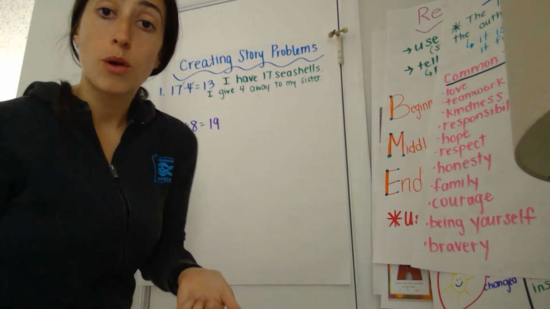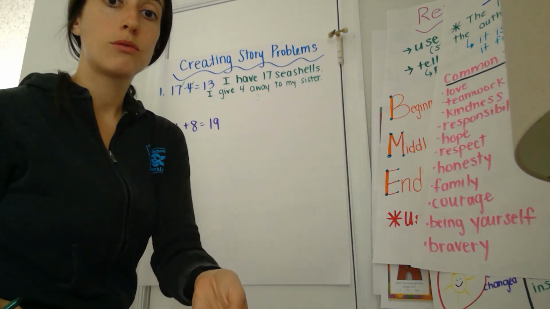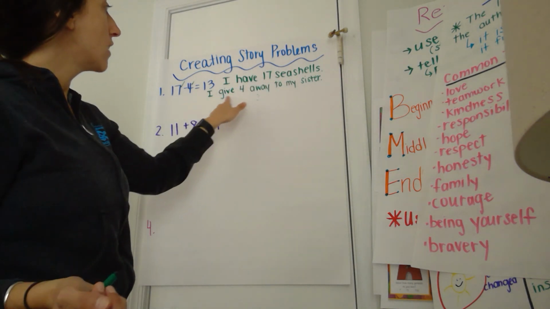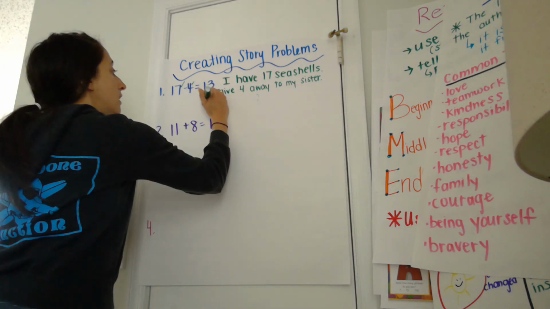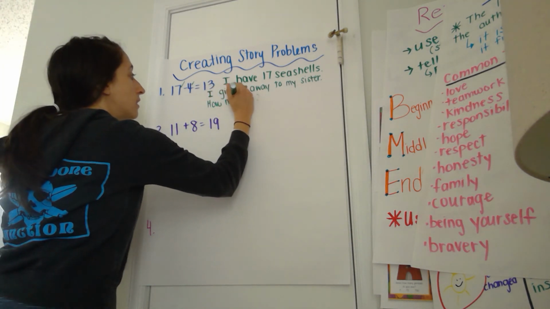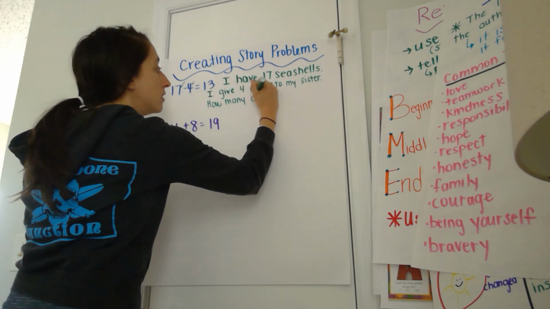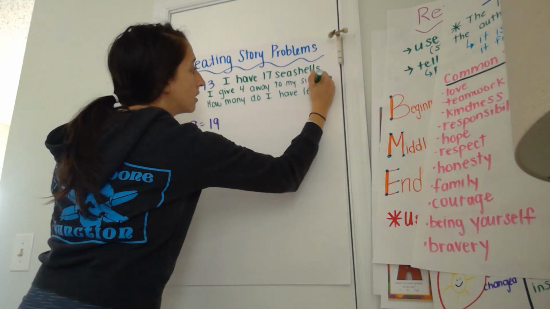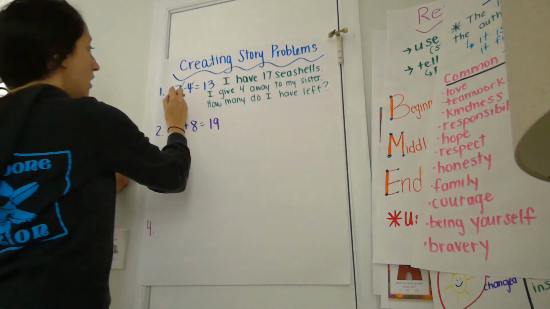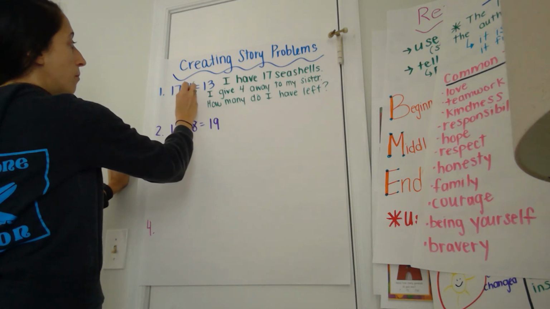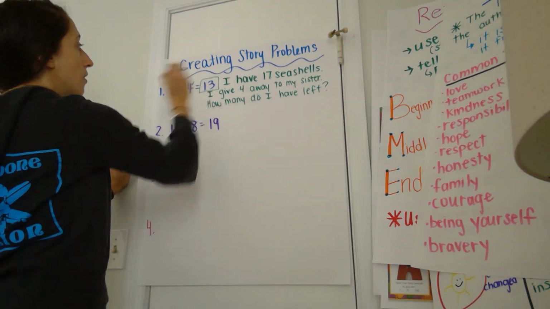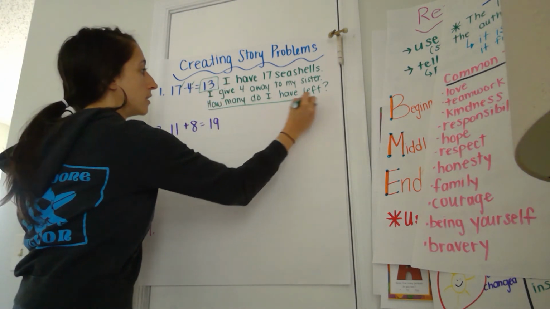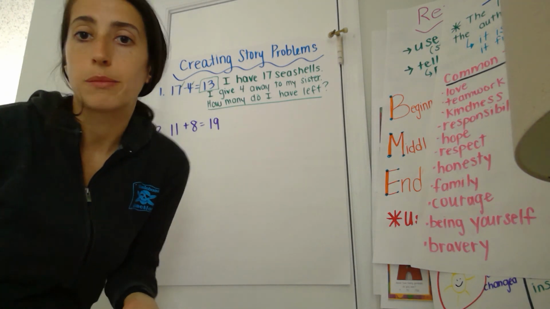Remember, we're asking a question when we do this. You're trying to write a problem for someone else to solve. So I have 17 seashells. I give away 4 to my sister. How many do I have left? Okay, I got my whole. I took away a part. You are trying to figure out the part. Remember, that question is the most important part, because without it, it wouldn't be a story problem.